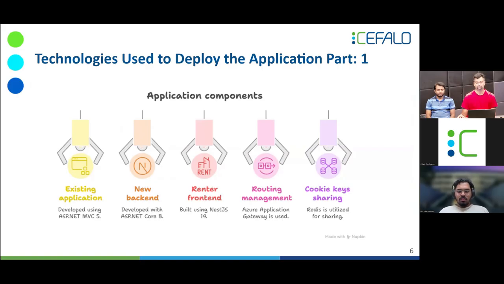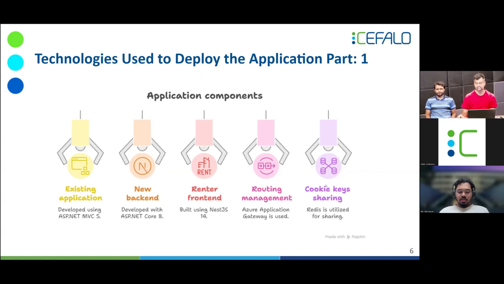There are different types of scenarios where you can use this type of application gateway. NGINX is also applicable. But with ASP.NET MVC5, when we first implemented NGINX, we faced lots of issues with cookie sharing. After that, we removed NGINX and replaced it with Azure Application Gateway.